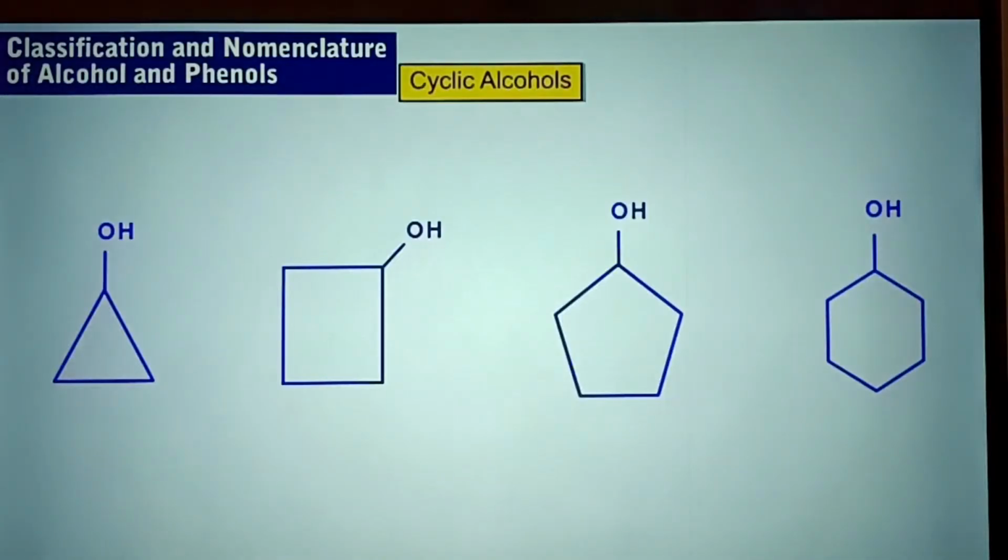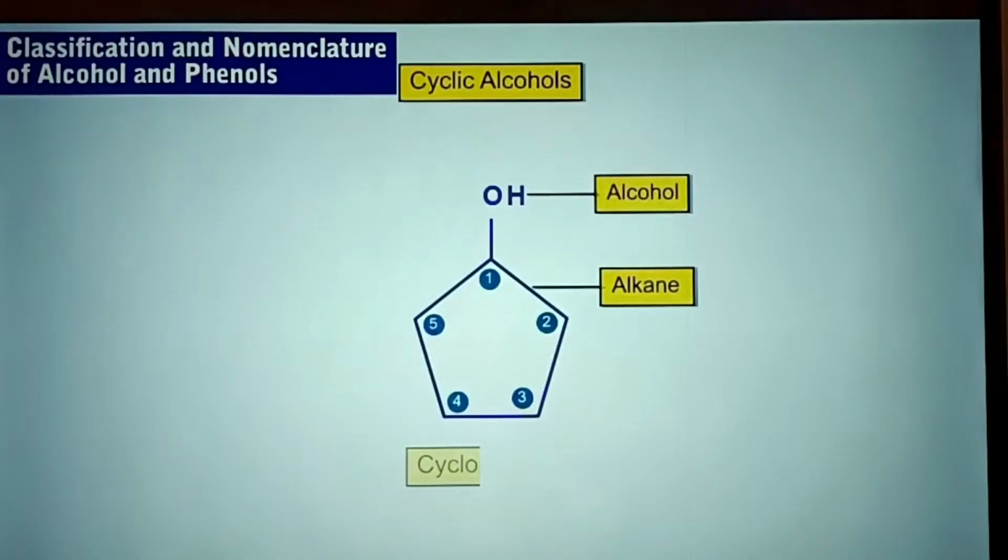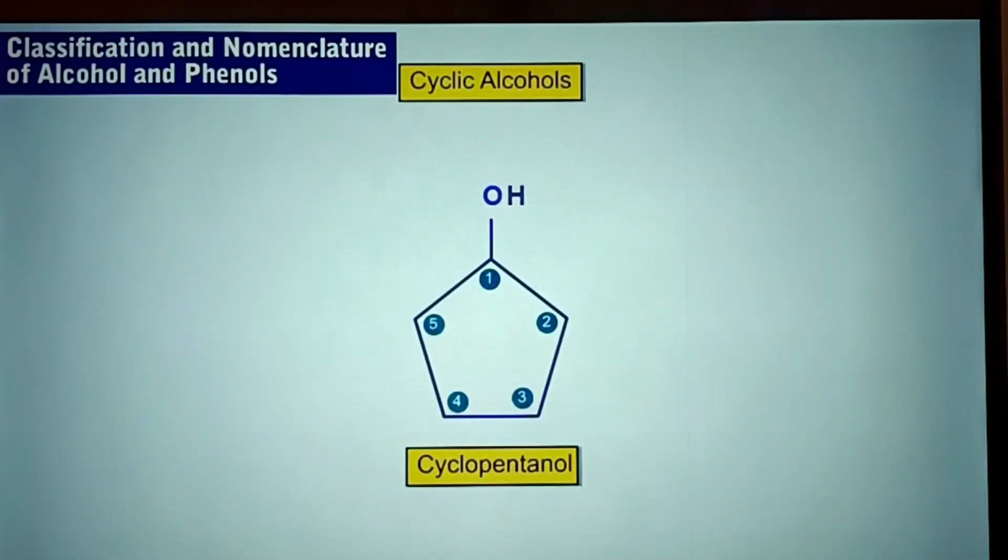Cyclic alcohols are named in a similar manner. Count the number of carbon atoms in the ring. Use the prefix cyclo and the alkane name for the number of carbons in the ring. Drop the E from the alkane name and replace it with the suffix -ol. The location of the hydroxyl group on the ring is considered to be carbon 1. Look at the molecule illustrated here. The ring has 5 carbon atoms. So, this is cyclopentanol.